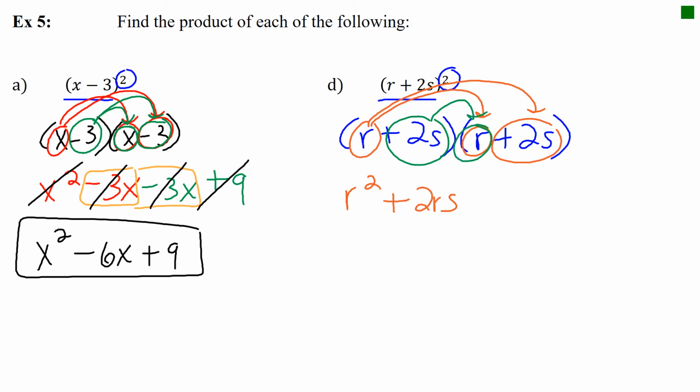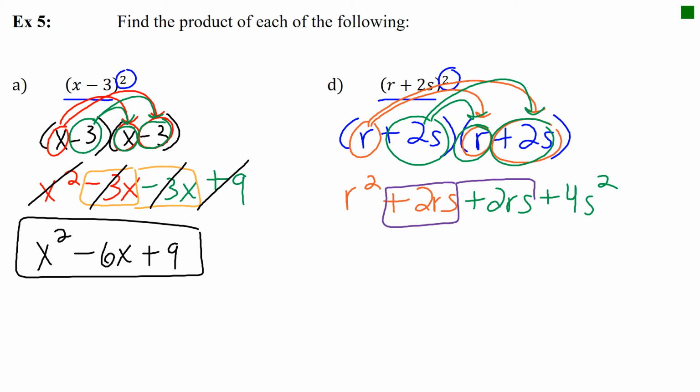2s times r, again alphabetical order, that's positive 2rs. 2s times 2s is going to give me a positive 4s squared. Again, law of multiplication of exponents. Multiply the coefficients, keep the same base, and add the exponents. The only thing that we can combine here are the middle terms, 2rs plus 2rs.